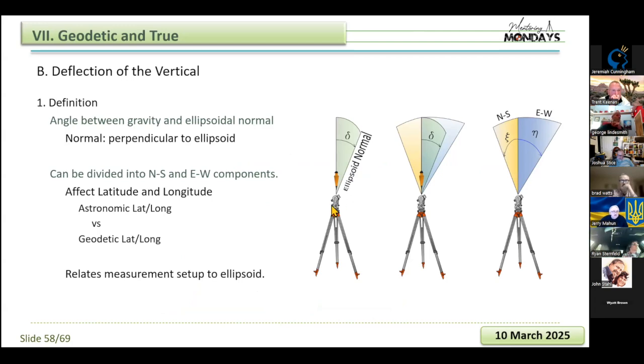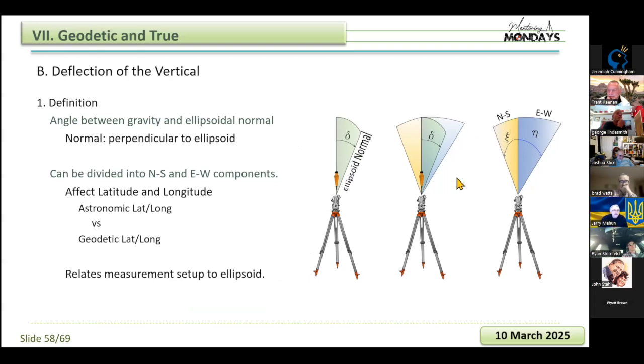Say we're sitting here with our instrument and we have our vertical line there, which would correspond to our plumb line hanging. That's the direction of gravity, perpendicular to the geoid. The ellipsoid normal is a line perpendicular to the ellipsoid at that position. The angle between those two is the deflection of the vertical. That's in whatever orientation, depending on how those surfaces are related, but you can break it into a north-south and an east-west component. The one in the east-west direction affects where the meridians are with respect to each other.